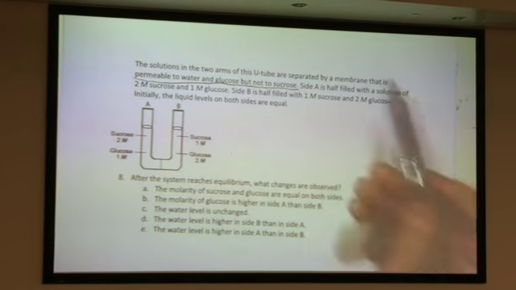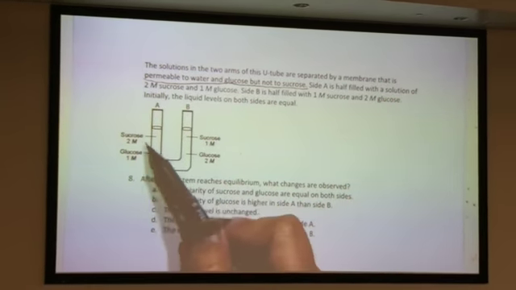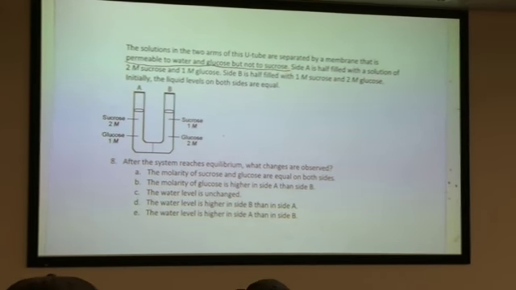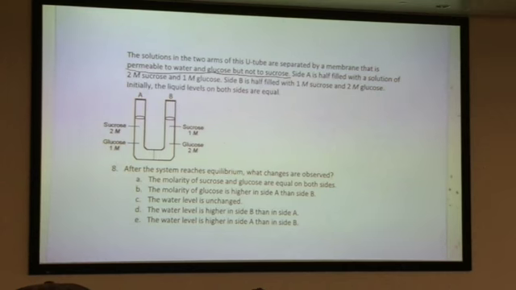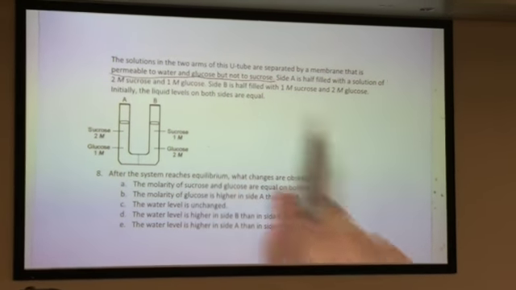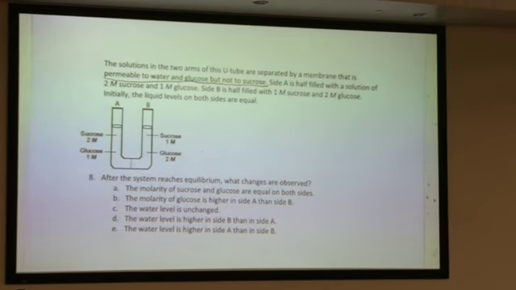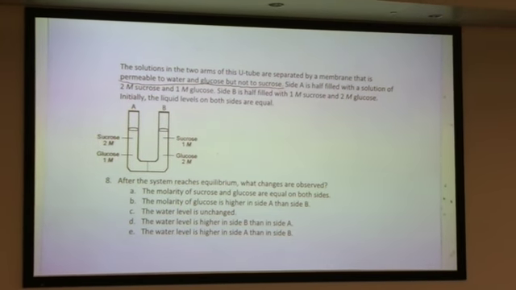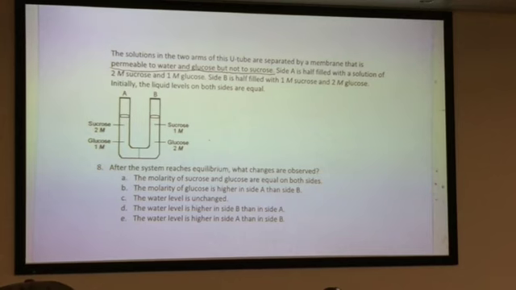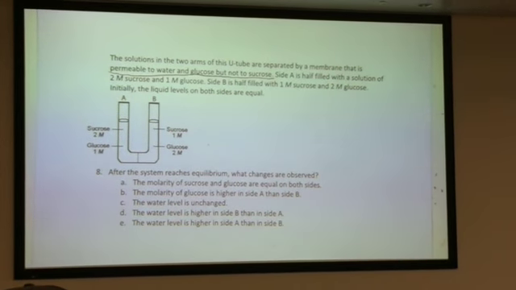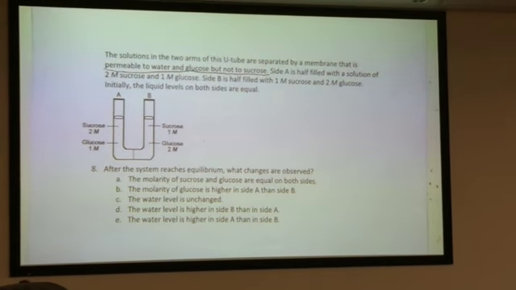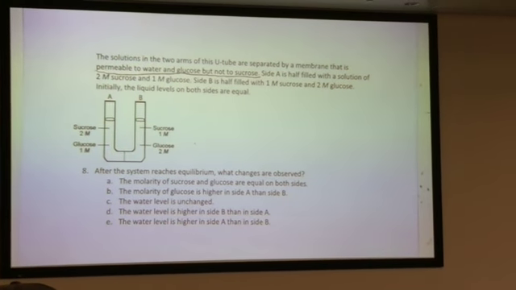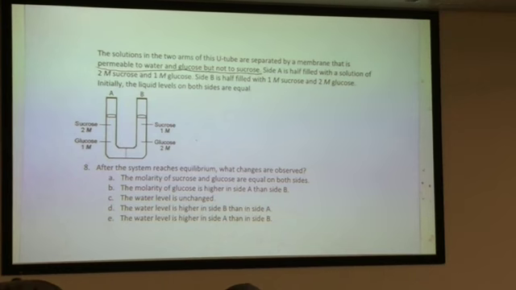So we have side A filled with a solution of 2 molar sucrose and 1 molar glucose. Don't worry about the units. Just treat them as 2 units of this, 1 unit of this, okay? Side B is filled with 1 unit of sucrose, 2 units of glucose. Initially, the liquid levels on both sides are equal. So what we need to do first is look at which solute can move. Which solute is capable of moving? It's glucose, but not sucrose, right?